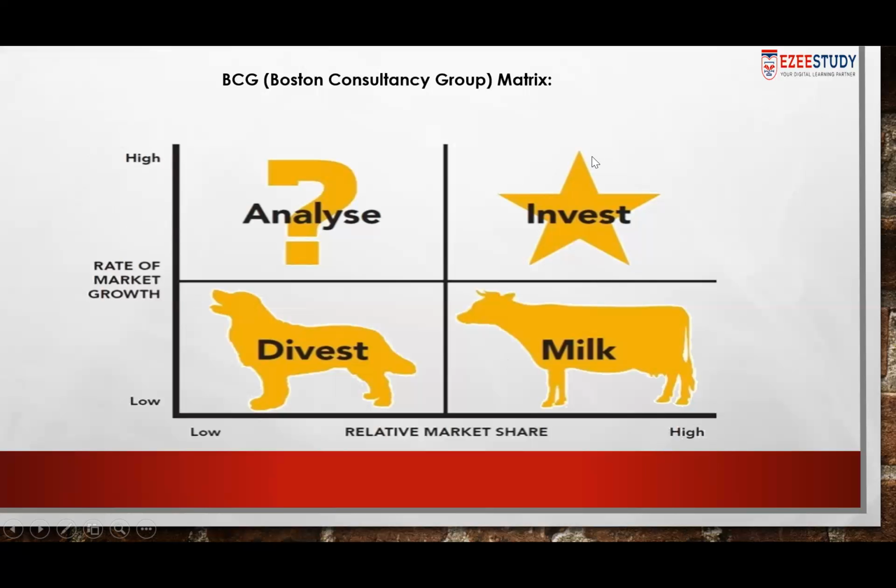Why do we call it a star product? Because we are the market leaders in this product, and there is a potential for this market to grow as there is a high growth rate in the market. So we call it a star product. And the strategy for this product will be to invest further so that the company can benefit from the growth in this market.